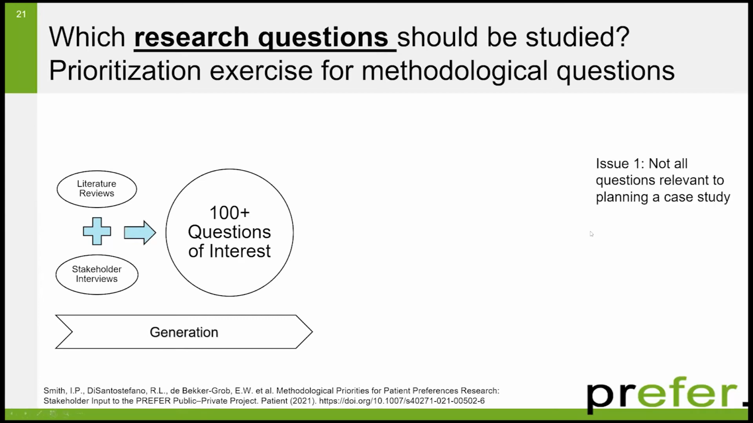What we found was that while there were 100 questions of interest, not all of the questions were relevant to planning a case study. They could be relevant to the entire world of patient preferences. So how do different stakeholders interpret patient preferences, or how can these preferences be used in clinical care? But this wasn't something that you would really design a case study around. That would be more a post-case study. You would say, okay, now we have some evidence. How can this be interpreted in a practical setting? So those really couldn't be used for guiding the case study design.